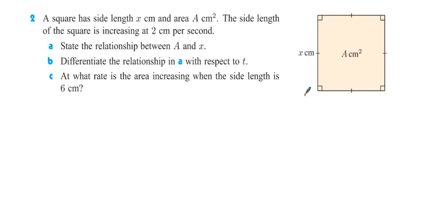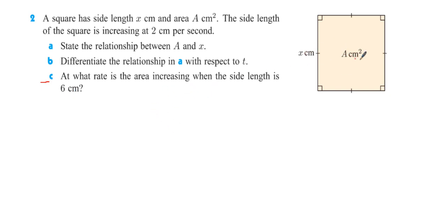So let's see a basic question from your book, number 2. We have a square, it has a length x and the area A. The side length of the square is increasing at 2 centimeters per second. So if the side increases at 2 centimeters per second, they are asking how the area will be increasing, what will be the speed of the increasing of the area. So let's first do, of course, the simple one.